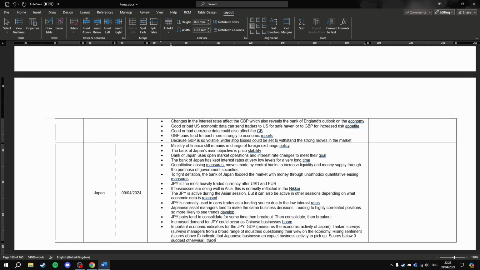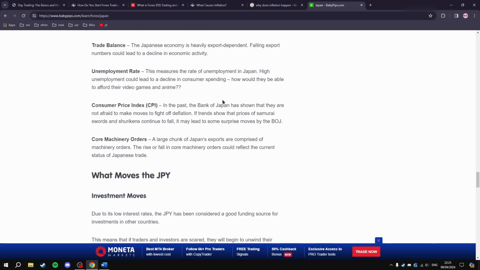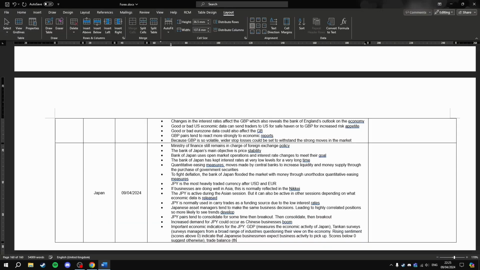Trade balance. The Japanese economy is heavily export dependent. Falling export numbers could lead to a decline in economic activity.